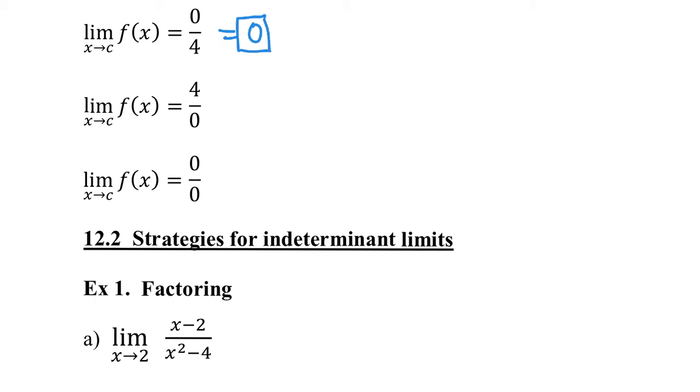The limit as x approaches c of f of x, if it was 4 over 0, I know that's undefined, so I know that that limit does not exist. I might be able to explain why it doesn't exist better, but I do know the limit does not exist.